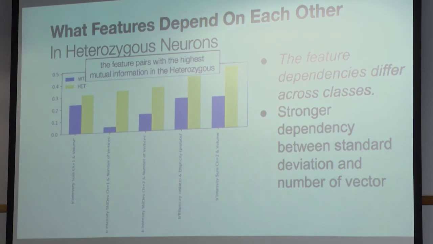Here, we did the same, but we're showing in yellow the five highest dependencies among the features in the heterozygote dataset. If we look at the pairs of features, standard deviation intensity and the number of vertices, we can see that the dependency becomes much higher when we look at the mutant genes, which could potentially mean that in the case of the mutant gene, there is a greater variance in the intensity of the synaptic events.